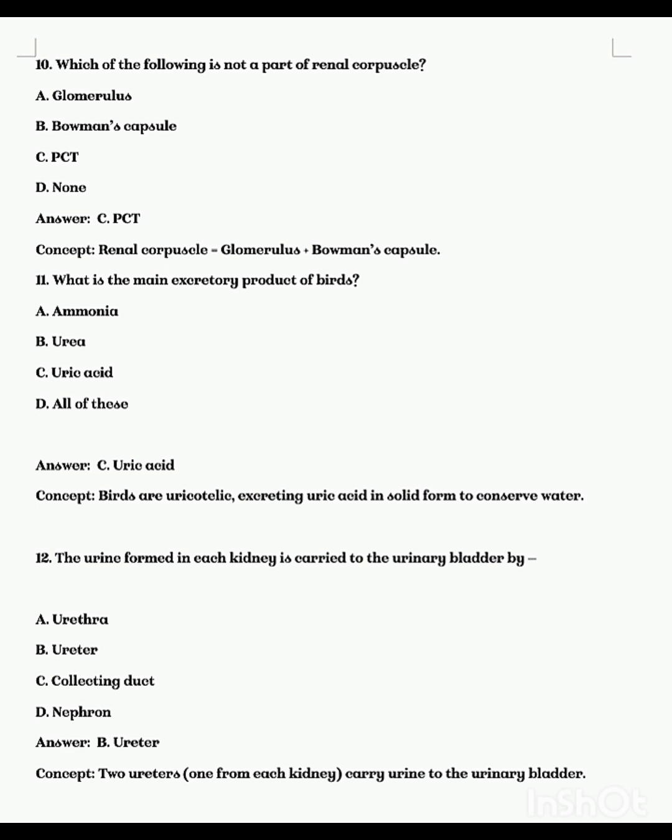12. The urine formed in each kidney is carried to the urinary bladder by A. Urethra, B. Ureter, C. Collecting duct, D. Nephron. Answer B. Ureter. Two ureters, one from each kidney, carry urine to the urinary bladder.